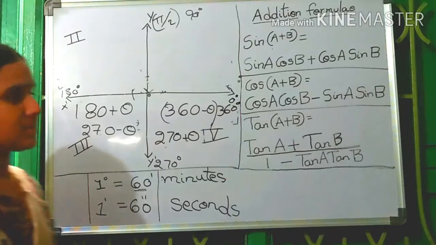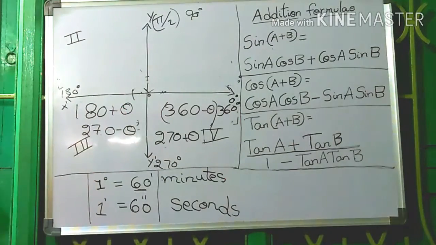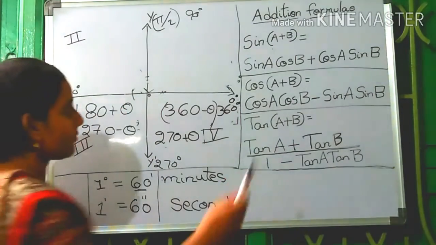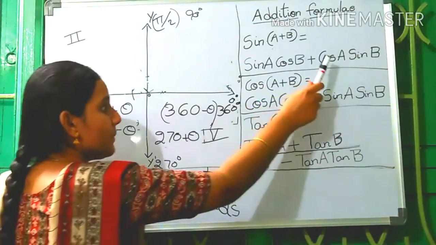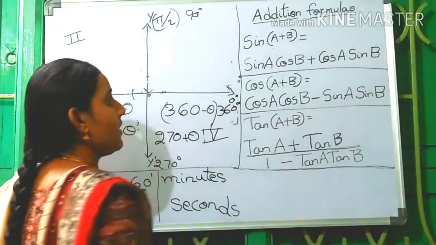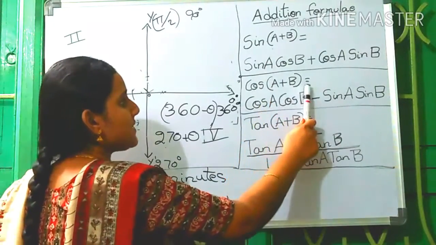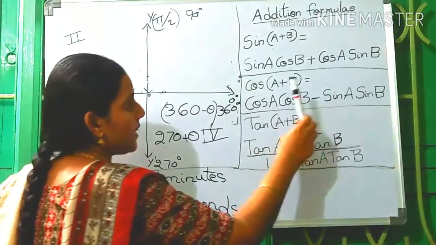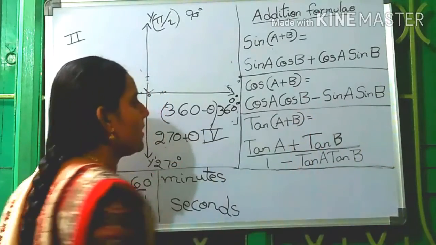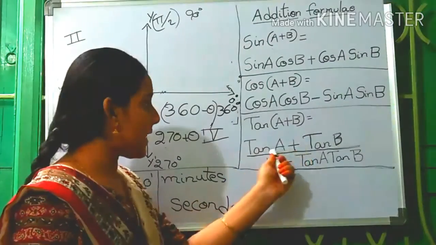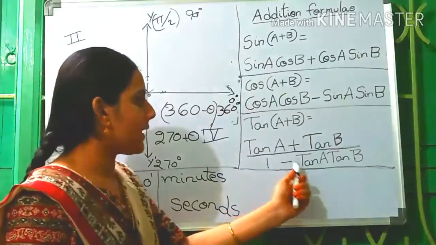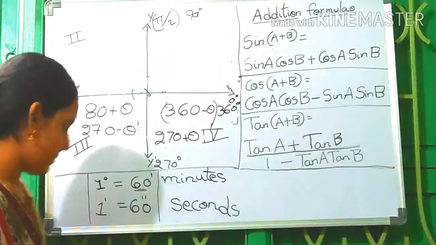Now let us see some addition formulae. Sin of a plus b is equal to sin a cos b plus cos a sin b, and cos of a plus b is equal to cos a cos b minus sin a sin b. Tan of a plus b is equal to tan a plus tan b by 1 minus tan a tan b.